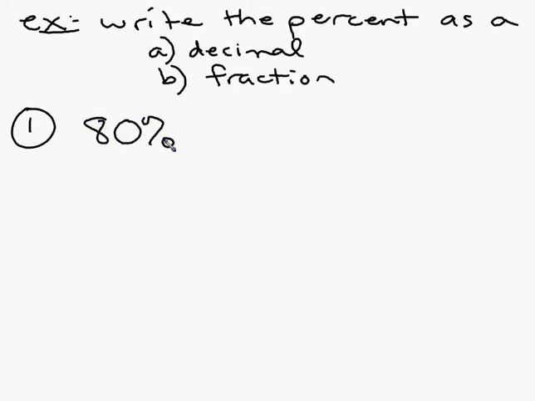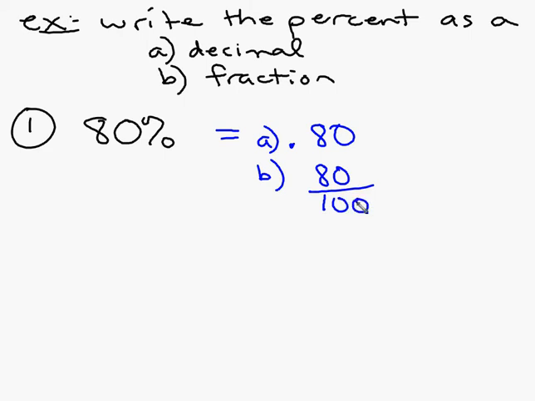So let's say that you have 80%. Well, writing it as a decimal is easy, right? What would this be as a decimal? 0.80. You move it 2 places to the left. All right? So there it is as a decimal. Well, writing it as a fraction, if it's a percent, isn't it over 100? Okay, so this is the first answer. The second answer would be 80 over 100.